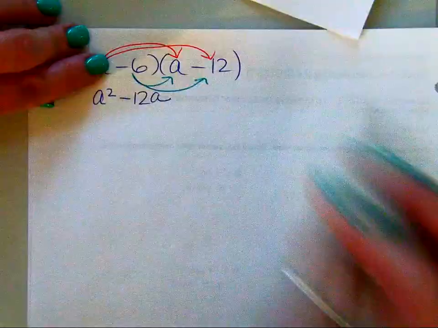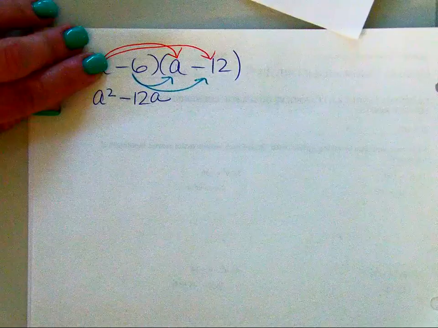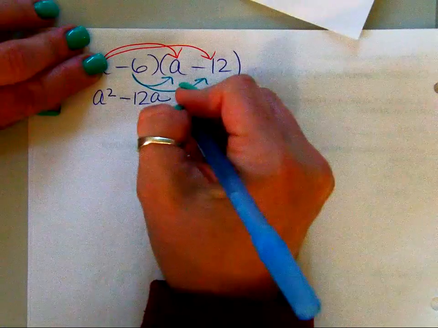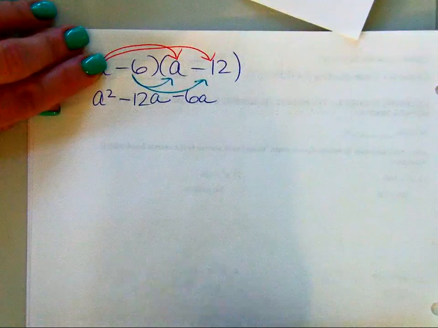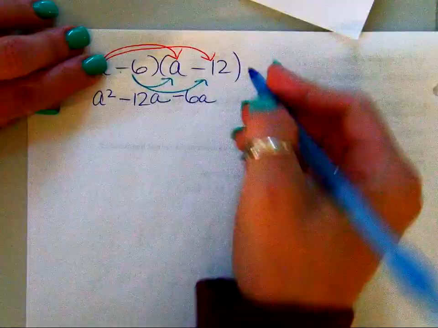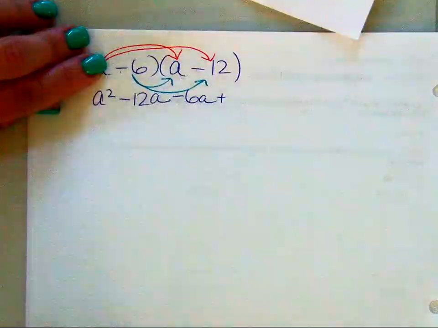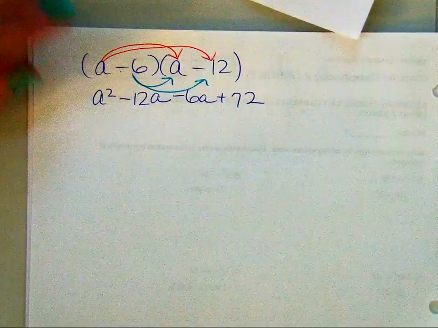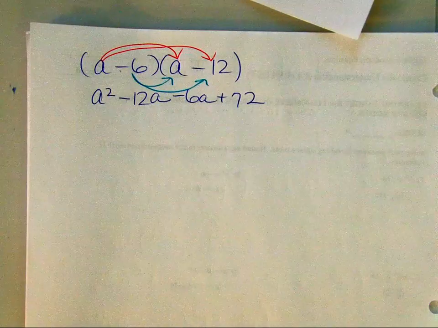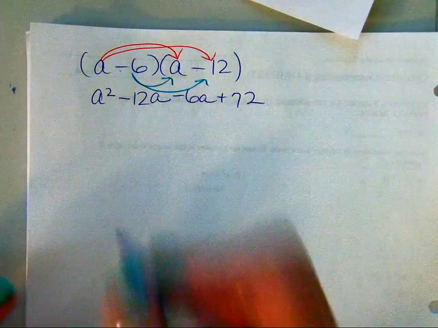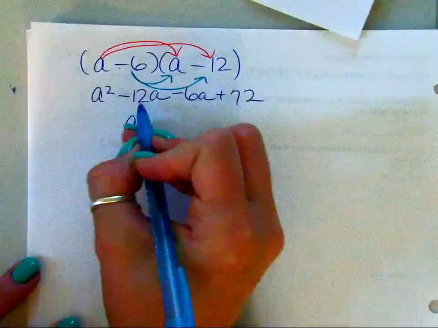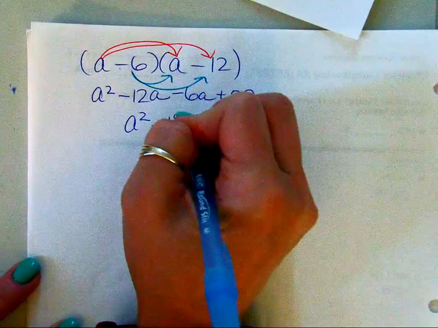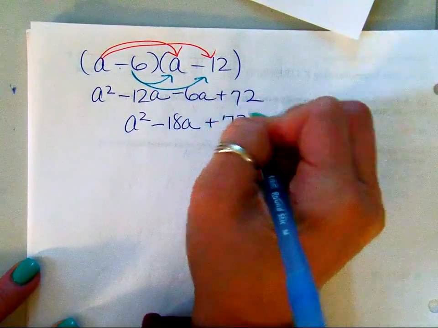Negative 6 times A. Negative 6 times negative 12, positive 72. Now it's a 7-1 problem. Add them. So my final answer is A squared minus 18A plus 72. Are you with me? Okay.